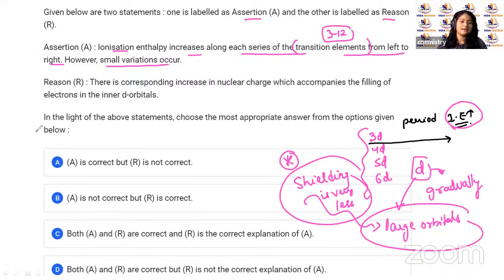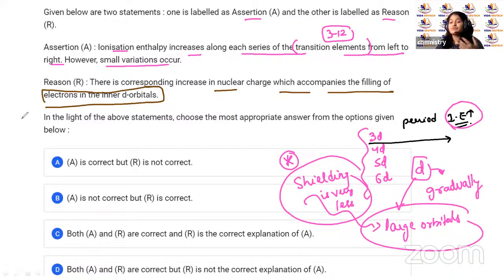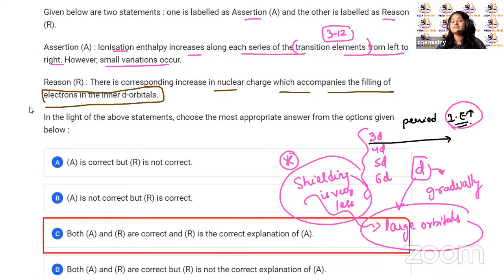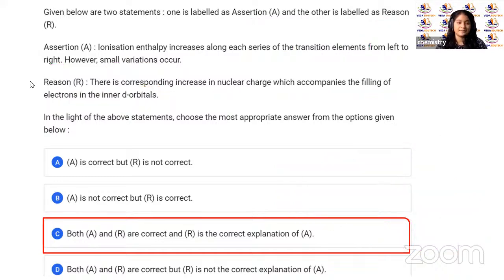Is the same reason given there? There is a corresponding increase in nuclear charge which accompanies the filling of electrons in the inner d orbital. As these d orbitals are getting filled, their shielding is very less, and that's why these things are happening. So can I say that assertion and reason both are correct, and R is the correct explanation of A? Are we clear with all of these, children? Yes. Moving on to the next question.